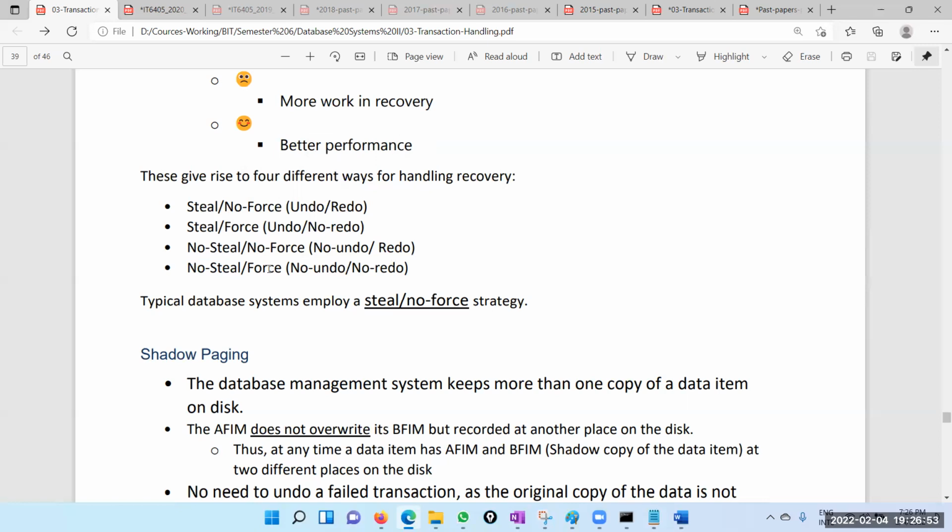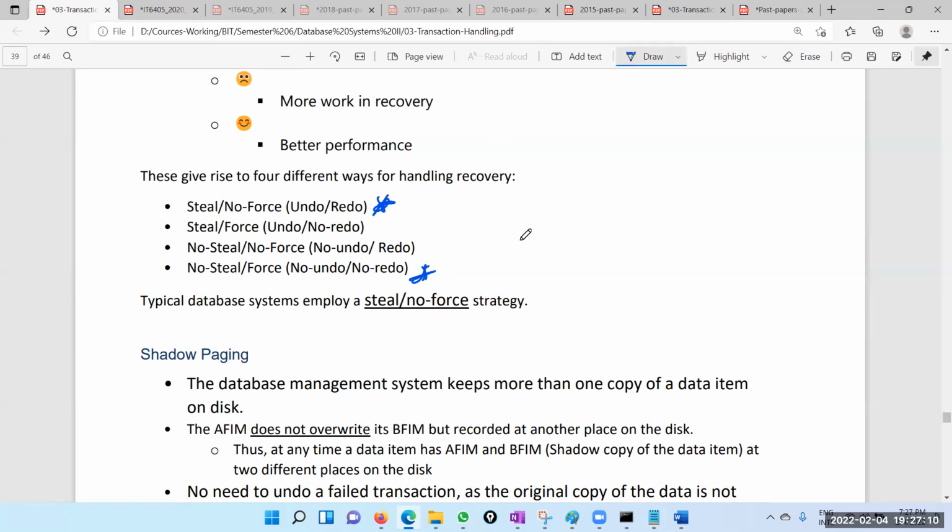Okay, so those are the four possibilities. And this is where you have both redo and undo to do. Undo and redo, because you are stealing as well as not forcing. And this is where you don't have to do anything.